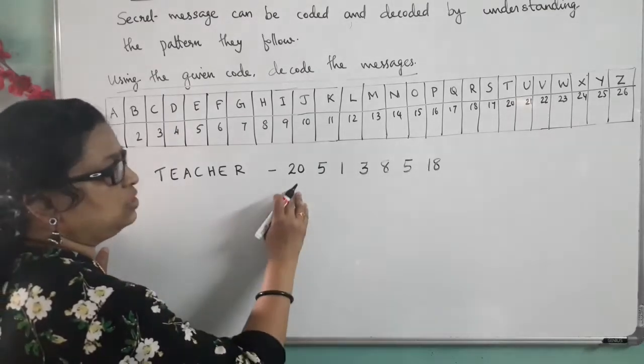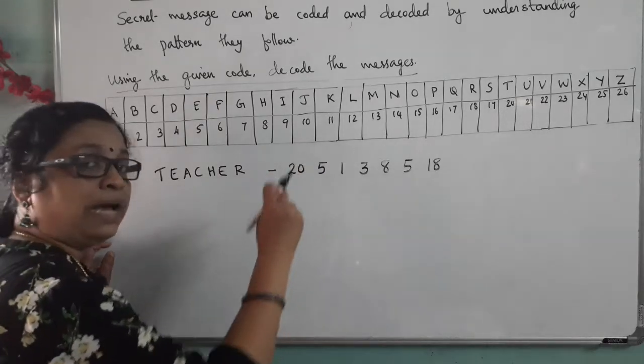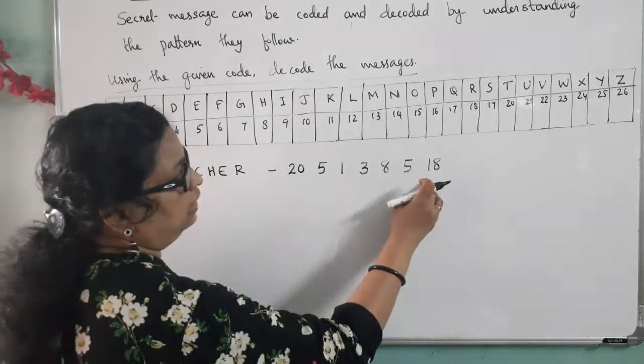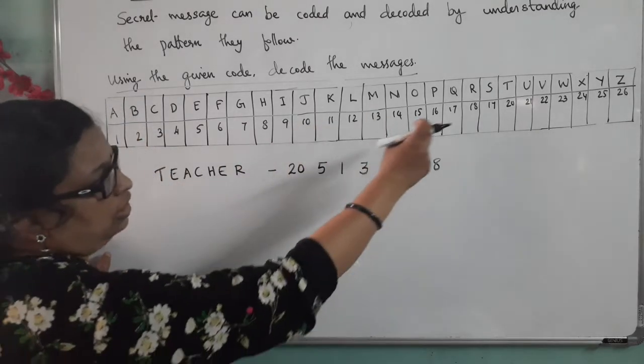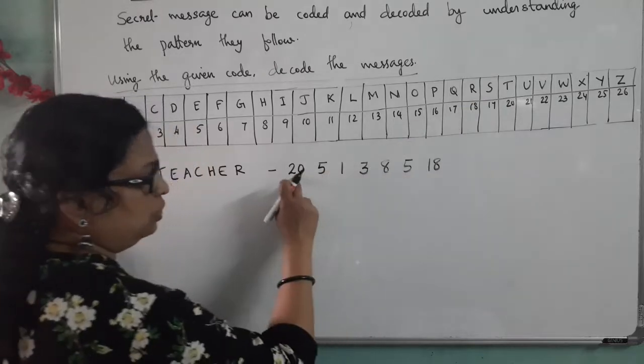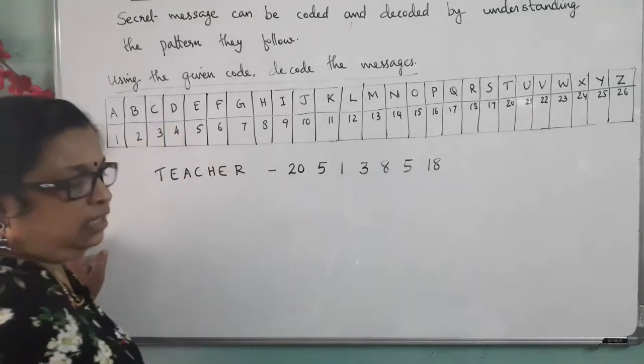Letters will be given, and you write these messages by decoding. Whatever pattern is given, according to that pattern you decode the messages. First one, teacher. For T, which number? That is 20, so we write 20. Leave some space between writing the numbers.